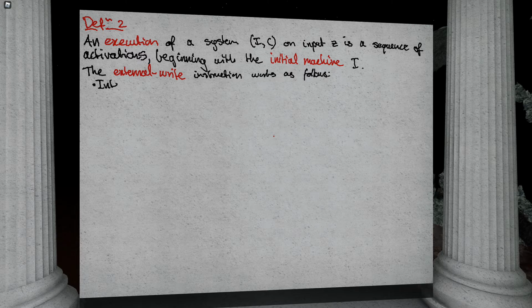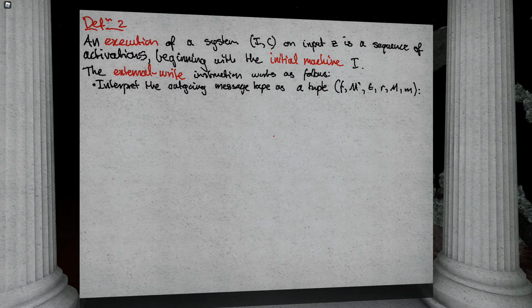We interpret, again, using some encoding that we don't necessarily specify, the outgoing message tape as a tuple with the following bits in it. It's got F, M prime, T, R, M, and little m. And of course, I'm going to define what these are.